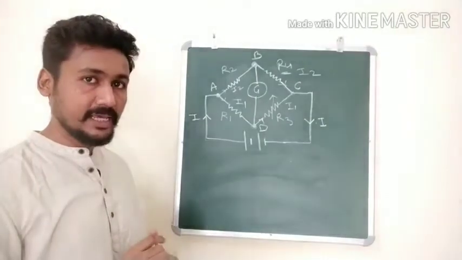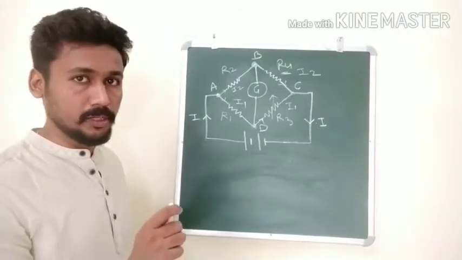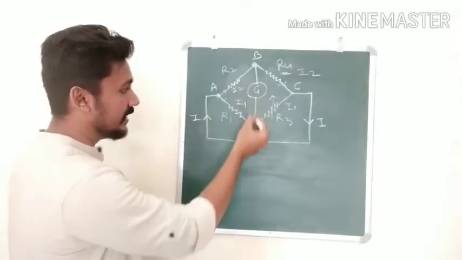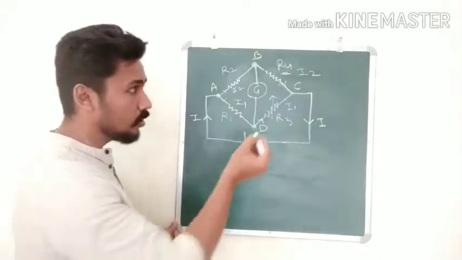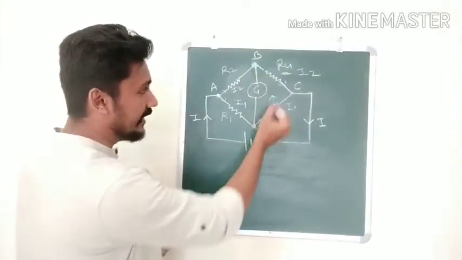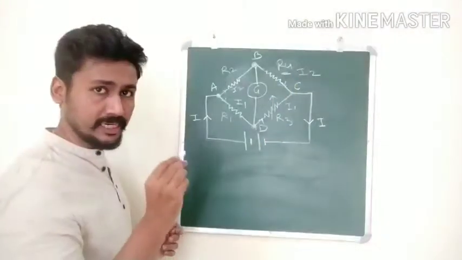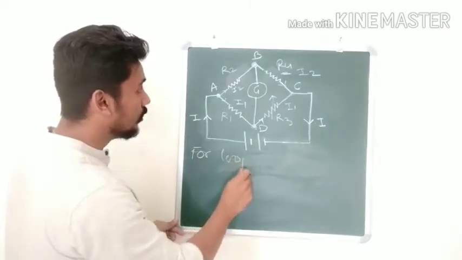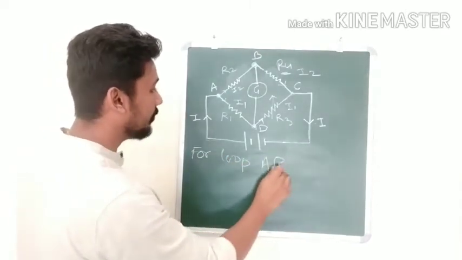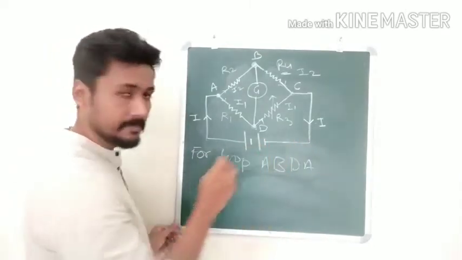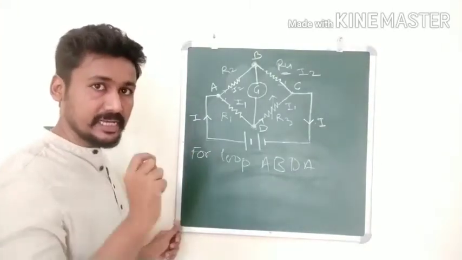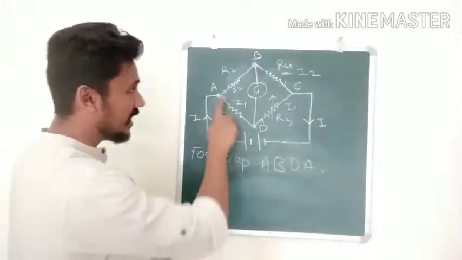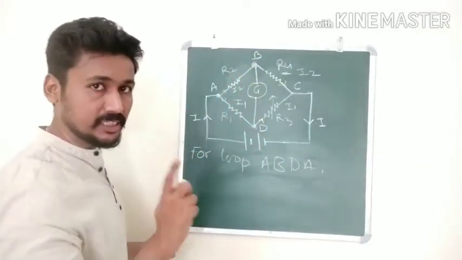Now we will apply Kirchhoff's loop rule for two loops. One loop we will take is A, B, D, A. The other loop we will take is C, B, D, C. Let us begin. First step, for loop A, B, D, A, we are going to apply Kirchhoff's loop rule. Let us go one by one.